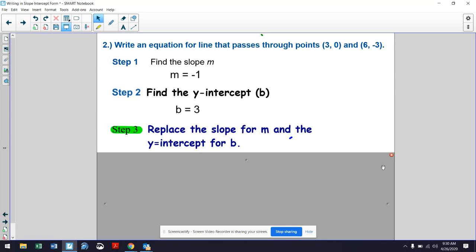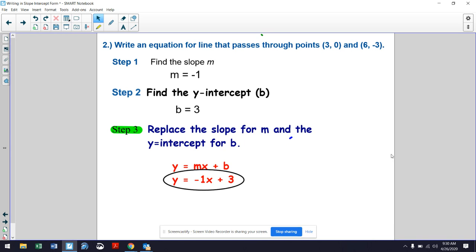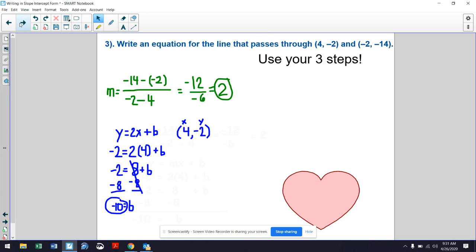Putting the two together is the last step. So go ahead and write your equation, knowing that your slope now is negative 1, and your b value is 3. Pause the video if you need to. And we should get y equals negative 1x plus 3. All right.